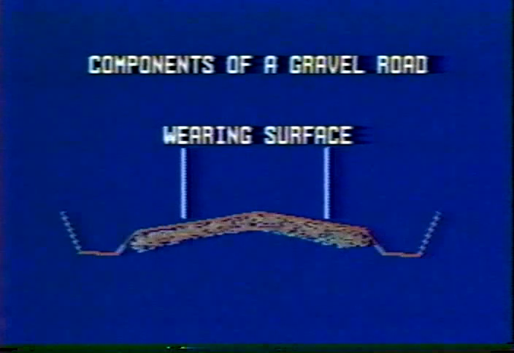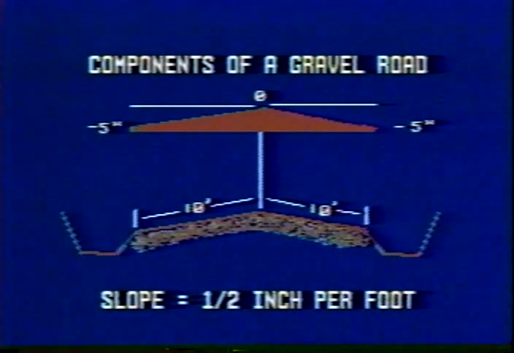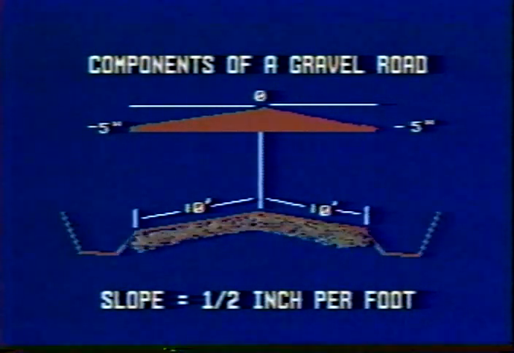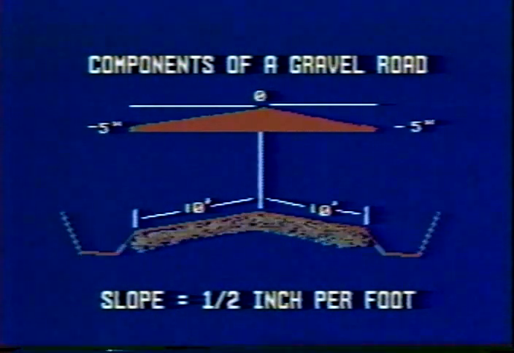To determine the proper crown on the road, use the formula where the road slopes 1/2 inch per foot from the center or the crown. This means that the slope of the road will drop 5 inches in a 10-foot wide lane. Now let's look at the reshaping operation.